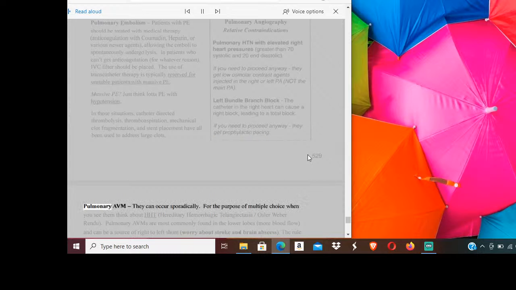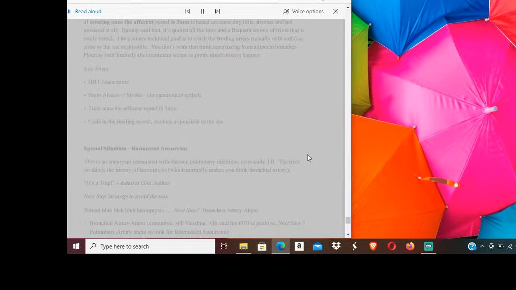529. Pulmonary AVM. They can occur sporadically. For the purpose of multiple choice, when you see them, think about HHT, hereditary hemorrhagic telangiectasia, aka Osler-Weber-Rendu. Pulmonary AVMs are most commonly found in the lower lobes, more blood flow, and can be a source of right to left shunt, so worry about stroke and brain abscess.